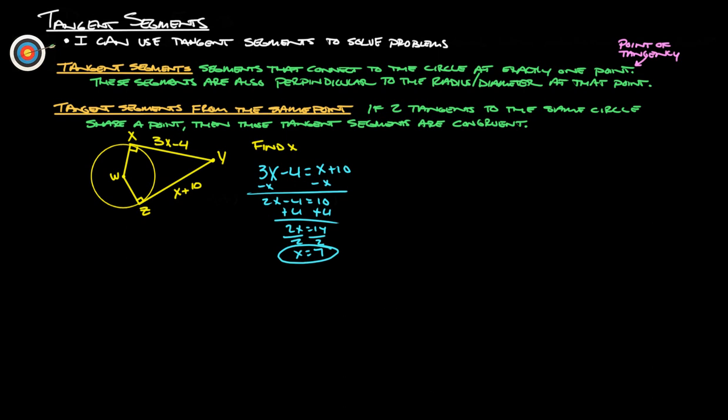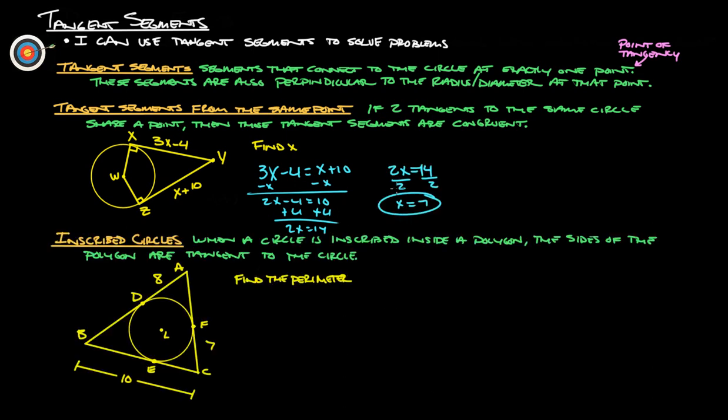Okay? I just moved this problem over here to give us enough room for this piece down here. Inscribed circles. When a circle is inscribed inside a polygon, so here's a circle in a polygon. That's how I remember what inscribed means: the circle is in, it's an inscribed circle. The circle's inside the polygon. The sides of the polygon are tangent to the circle.